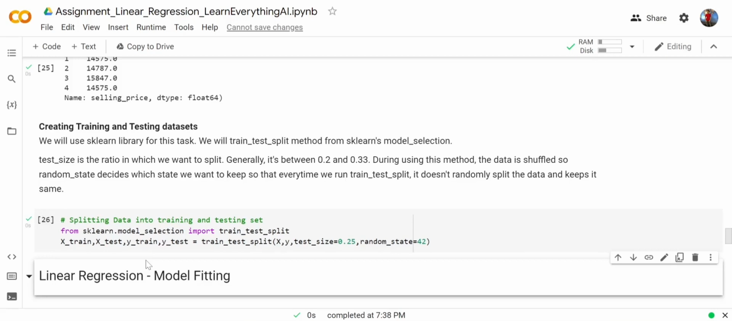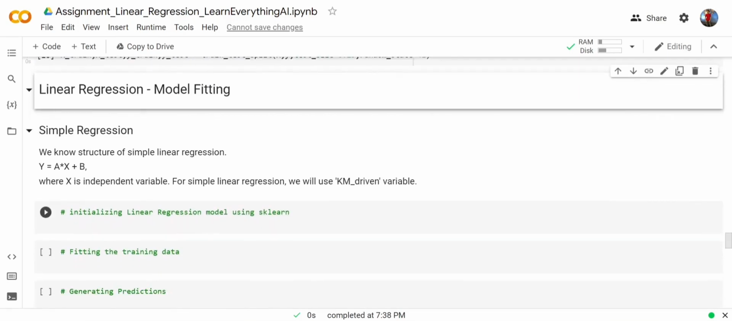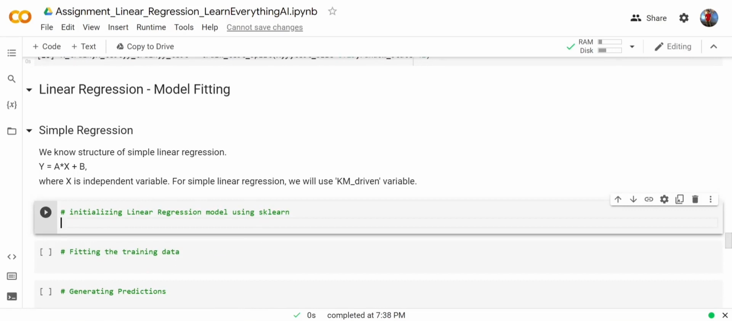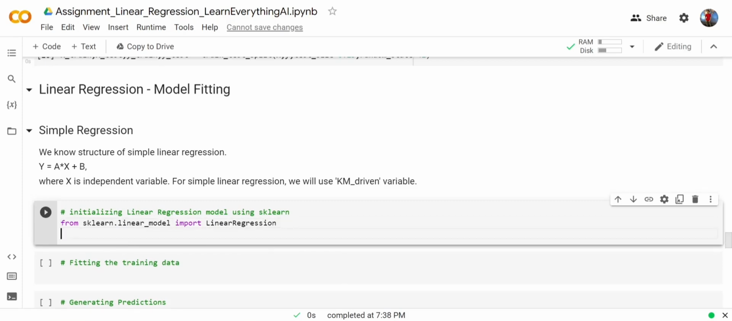So we have now successfully split the training and test data, and now we are going to try fitting the model. So first we are going to do simple regression, that is with one independent variable, and for that we will use the number of kilometers driven variable. So first we'll initialize the regression model. So we'll use another library from sklearn.linear_model, and from that we will import LinearRegression, and we'll store it in a variable called simple_lr, and we'll just normally initialize it.